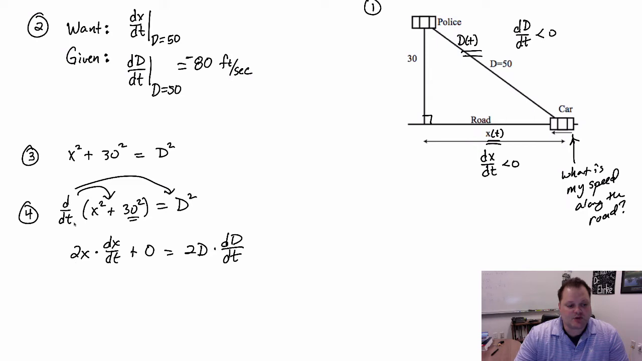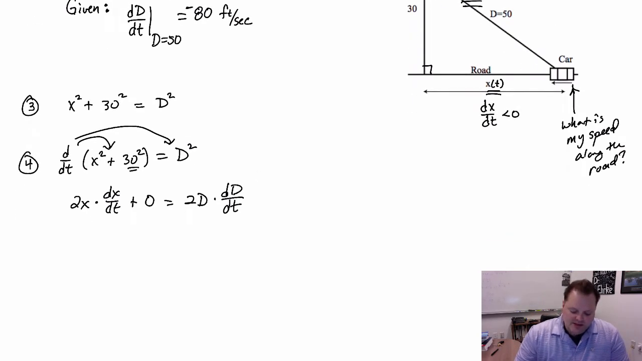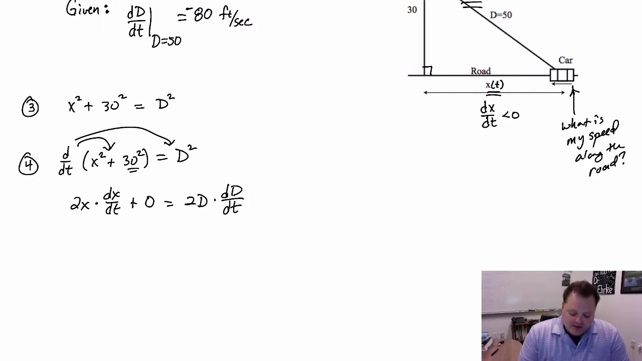Each time I take the derivative of a variable, I have to multiply by the derivative of that variable after I take the outer function's derivative because of chain rule. So it's at this point that I've done my implicit differentiation. Let me go ahead and clean it up just a little bit.